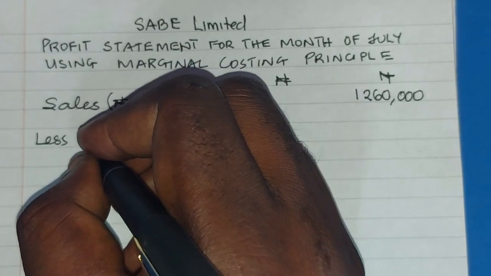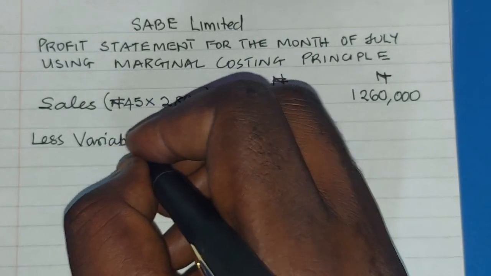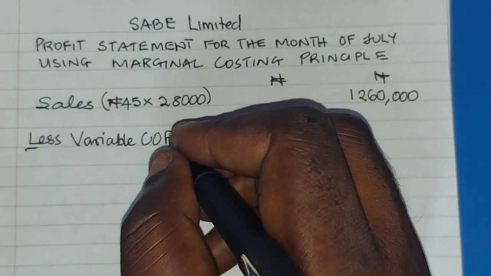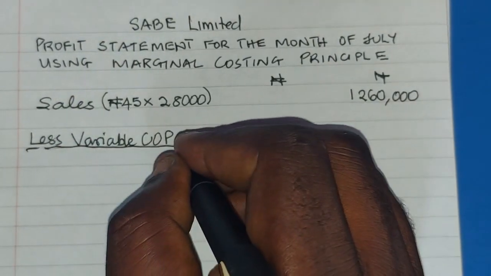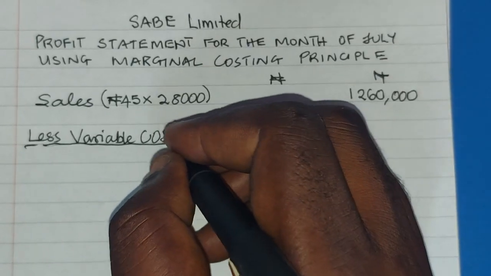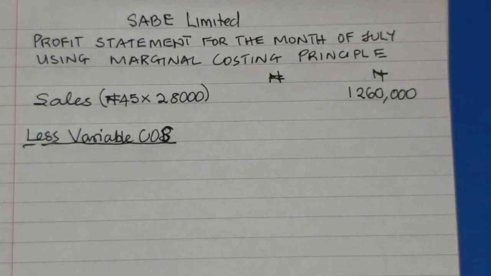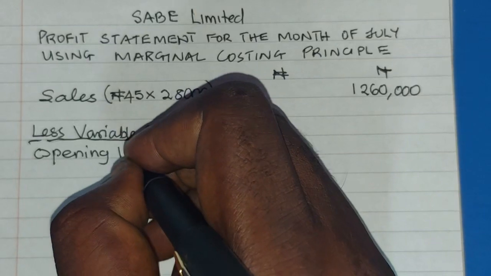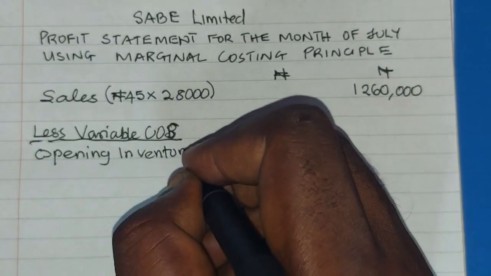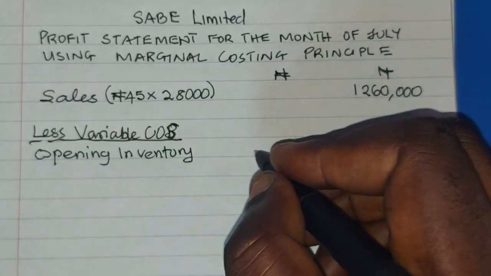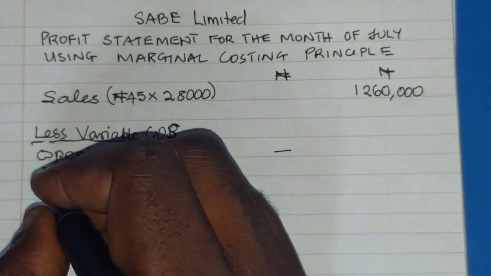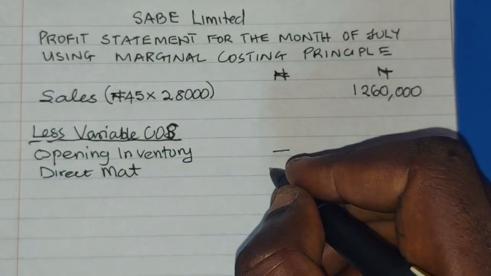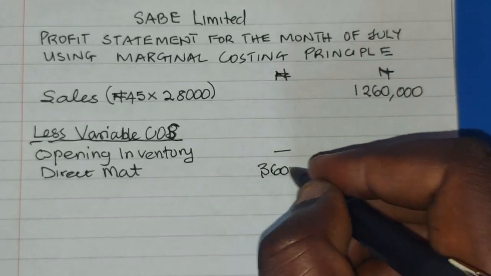Then you say less variable cost of sales. We have opening inventory. So what's our opening inventory? Nil. Our direct material has been calculated before, which is 360.